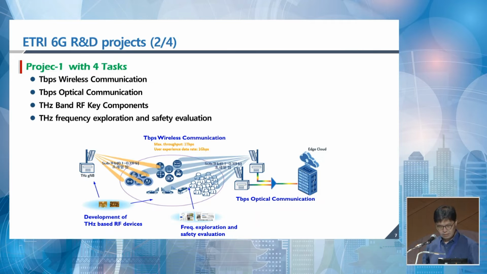I will look into them one by one. First of all, project 1 with 4 tasks. Project 1 includes Tbps wireless communication, and how we can turn terahertz technology into reality. We must think about the transmission aspect, the access technology, and also the Tbps optical domain or wired area, which we also have to work on. The third one is terahertz band RF components; there are still rare components in the terahertz bandwidth, like amplifiers. Lastly, we have to find the possible candidate frequencies in the terahertz band, and also check whether terahertz bandwidth is harmful to our body or not, likewise what we did in 5G for the impact of the millimeter wave band.